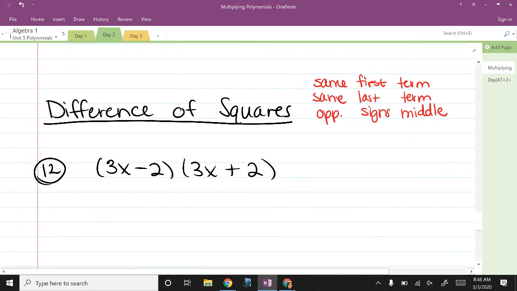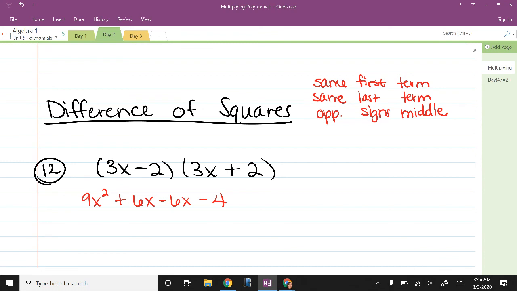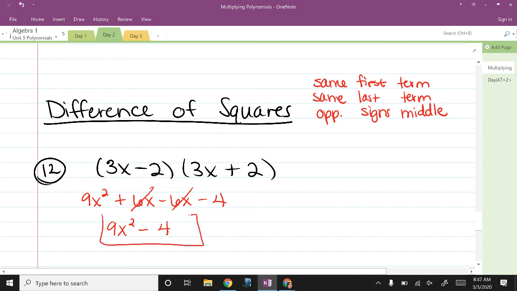What's 3x times 3x? 9x squared. What is 3x times 2? Plus 6x. What is negative 2 times 3x? And what is negative 2 times positive 2? Negative 4. Now I combine like terms. Positive 6x minus 6x makes 0x, which is 0, right? And I'm left with 9x squared minus 4. Do y'all see that? Okay, that is your answer.